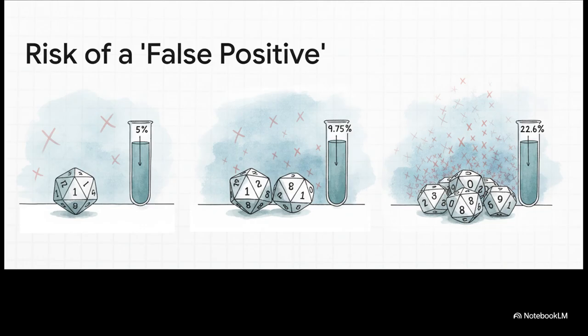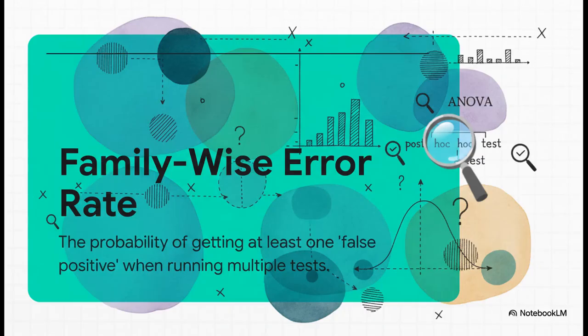If your significance level is 5%, every single test you run has a 5% chance of giving you a false positive. That is, finding a difference that isn't actually there. The more tests you run, the more you're just rolling the dice, hoping to get lucky. This ballooning risk has a proper name, the family-wise error rate. It's the total probability of making at least one of these false positive mistakes across the entire family of tests you run. And as you're about to see, this thing gets out of control fast.